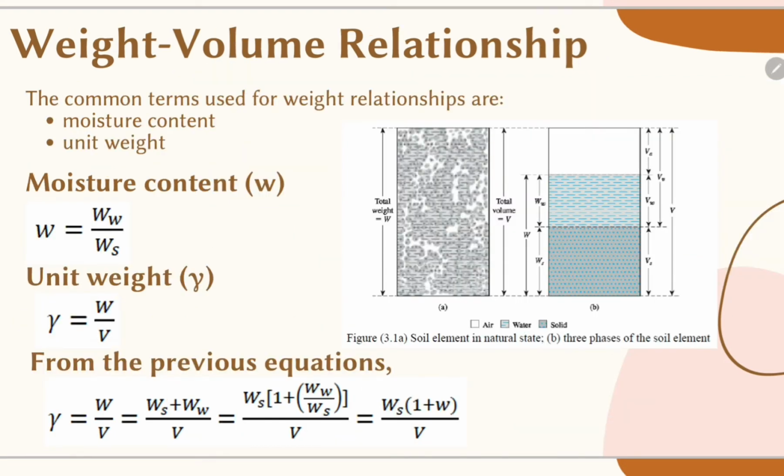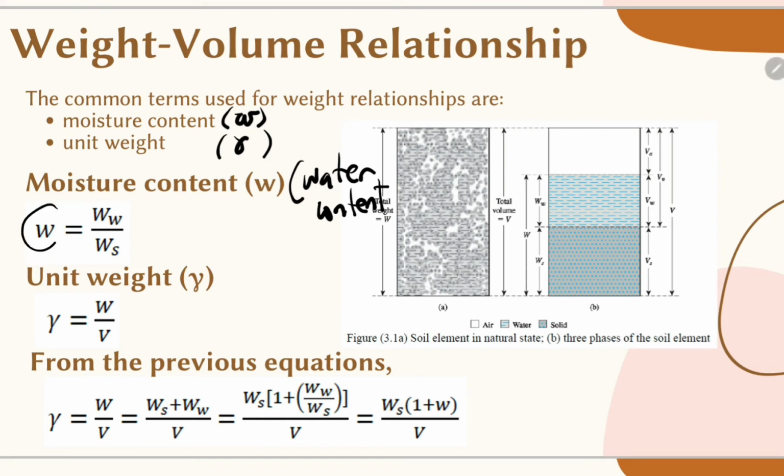Okay, so the common terms used for weight relationships are moisture content and unit weight. Okay? So guys, ang ginagamit na symbol for moisture content is omega. Omega, mukha siyang W. Sa ibang books, W siya, pero omega talaga siya. It's a Greek letter. Unit weight is of course gamma. Then moisture content is omega. Now, how can we define moisture content or omega? Take note that moisture content is also known as water content.